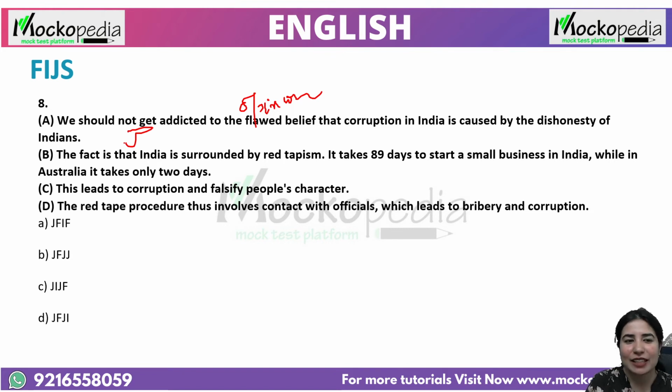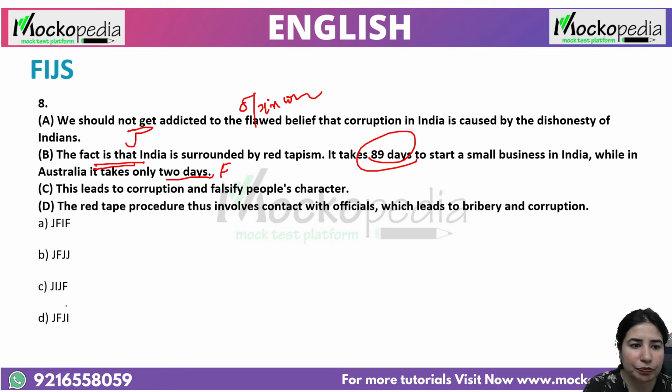Then in that case we're still saving time with one of the sentences, right? Anyways, be sure that you are checking all the options. The fact तो मतलब easy to identify हो गया कि ये तो fact ही है. India is surrounded by red tapeism. It takes 89 days. तो numerical information आप verify कर सकते हो इसको. Australia it takes only 2 days. So it's a fact. The statement itself is suggesting that it is a fact.